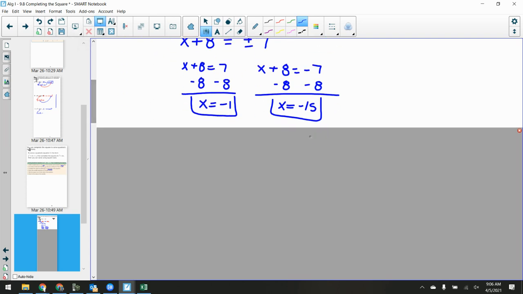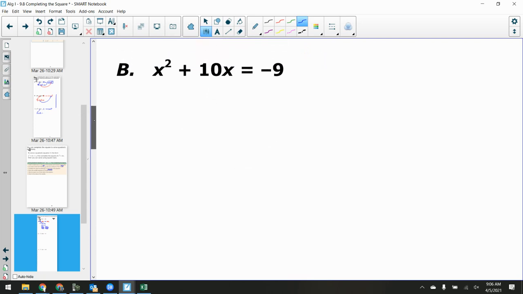Let's do another one. x squared plus 10x is equal to negative 9. Okay, first step, variables to the left, constants to the right. Is that done? Yep. I've got my x squared and my x on my left side and my c value on the right side. Next step, divide through by a. Is there any a term to divide through by? No. Third step, find the magic number.